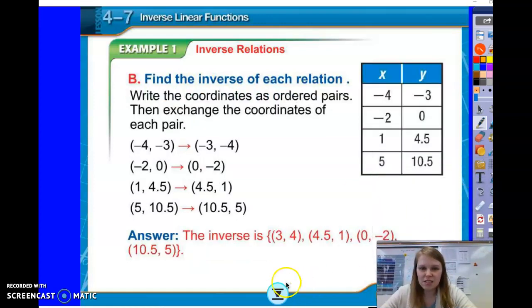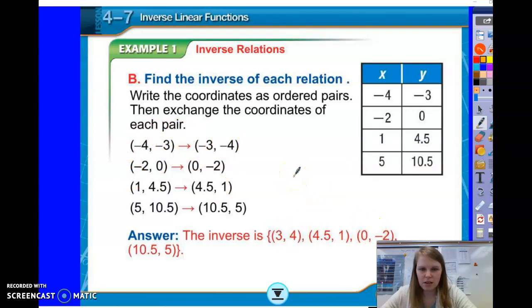How about this one? This one's asking us to write the coordinates as ordered pairs, then exchange the coordinates of each pair. This is written as a table, but it's the same process. You had to write them first, and now we're flipping them. So it was -4, -3. Now we've got -3, -4, and so on.